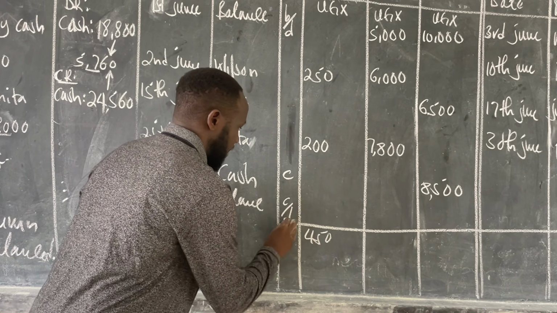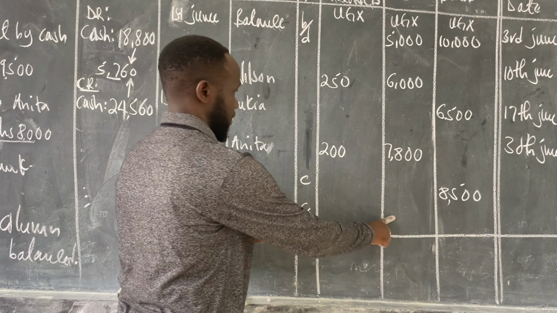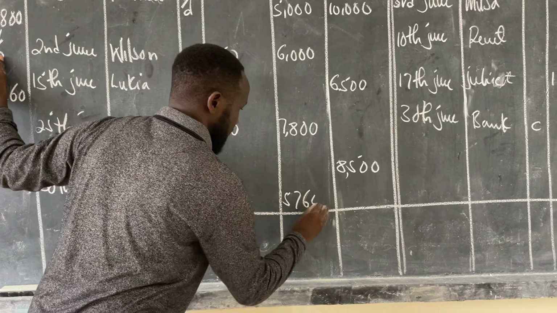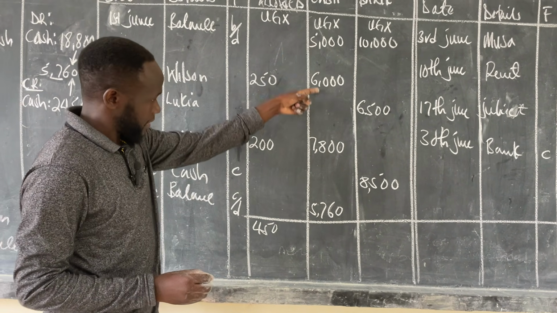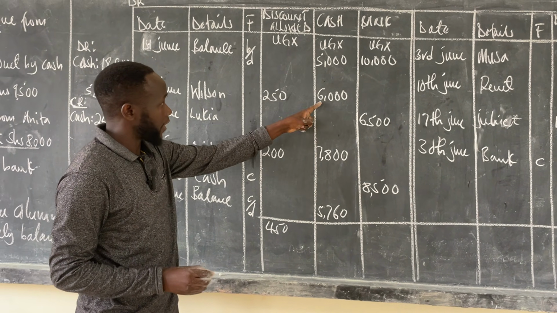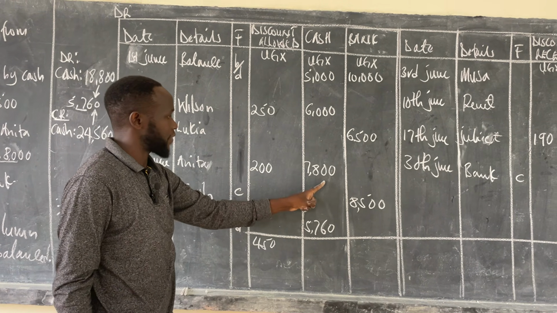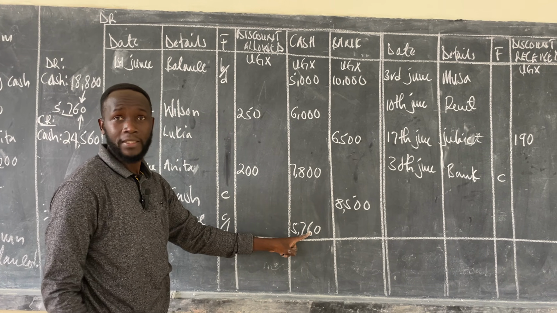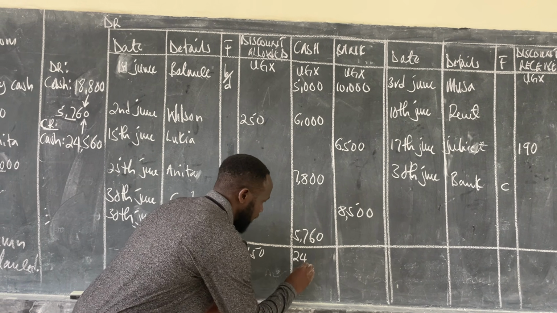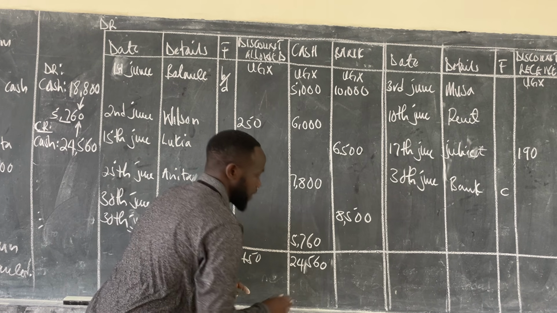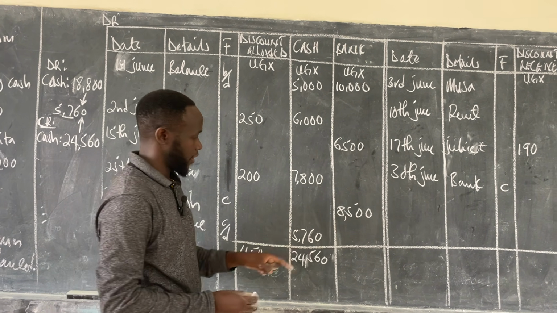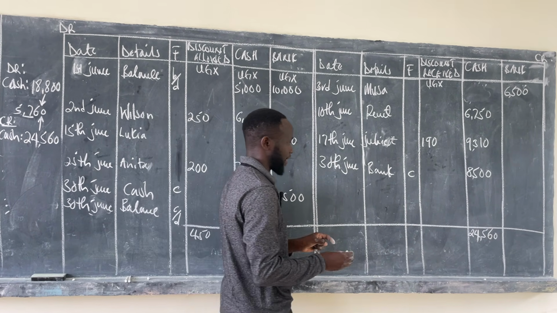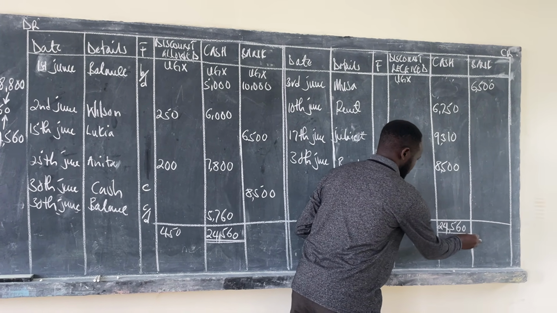carried down, and you put the difference in this column, which difference is 5,760. Now, when you add this, 5,000 plus 6,000, that is 11,000, plus 7,800, that's 18,800, and then you add on this, you're going to get the other figure exactly, which becomes 24,560. And if you see the two figures looking similar, you put a smile and underline the figure, an implication that it has balanced off.